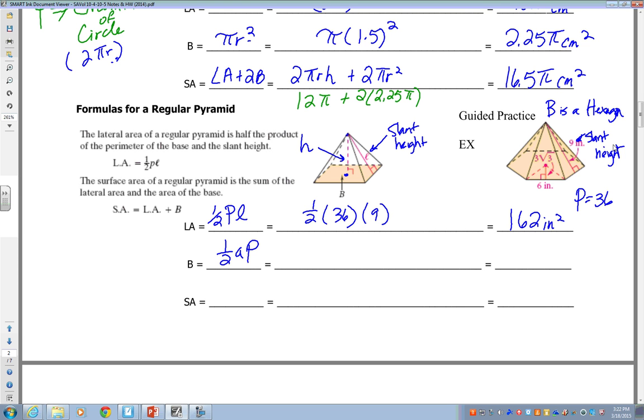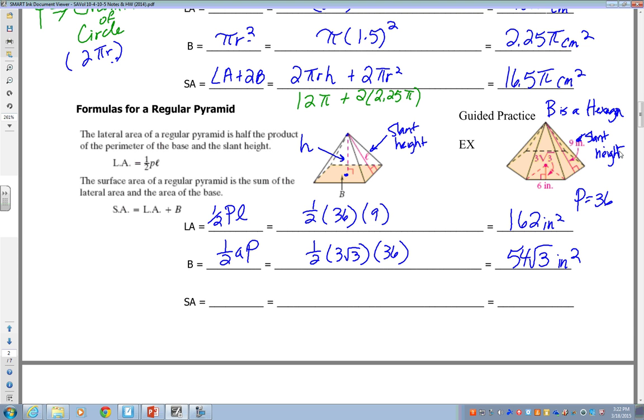Now, I believe they gave us the apothem. Yep, so we're going to do 1/2 of the 3 square root of 3, times the perimeter, which you already calculated, which is 36. This is going to be a radical answer. Half of that is 54 square root of 3, and this is inches squared.